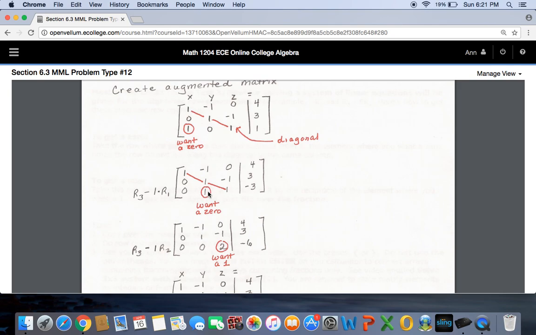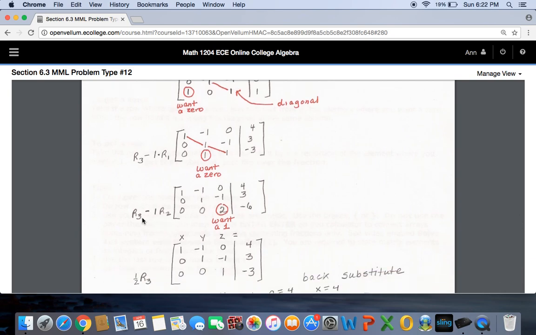How do we get a 0 there? Well, we take the row where we want a 0. Again, we want it in row 3. It doesn't always happen like that, but here it does. We wanted a 0 in row 3, so we write down R sub 3. And we subtract from it. What do we subtract from it? The element where we want a 0, which is a 1, times the row that has a 1 along the diagonal in that column, and that would be row 2. So that's how we get that row operation.